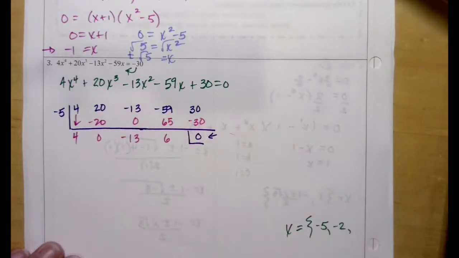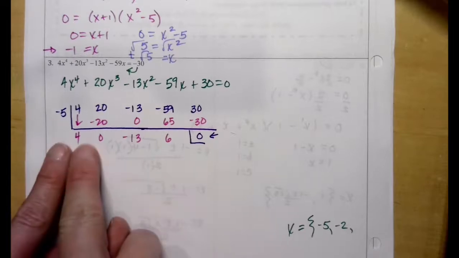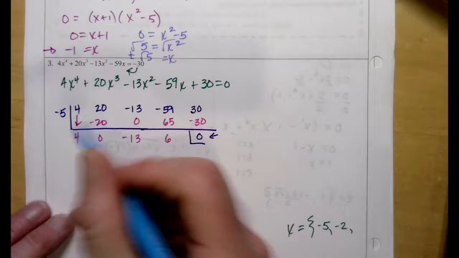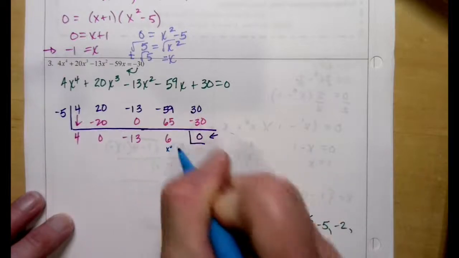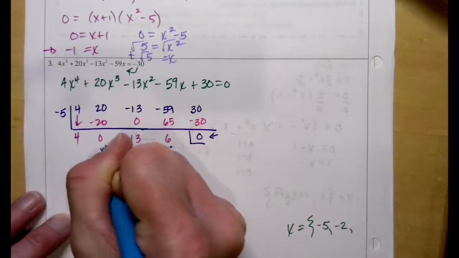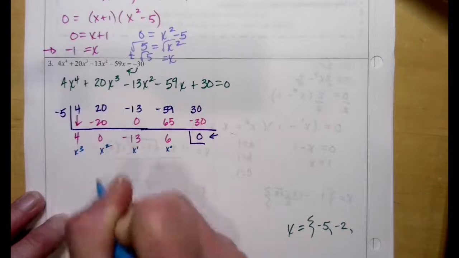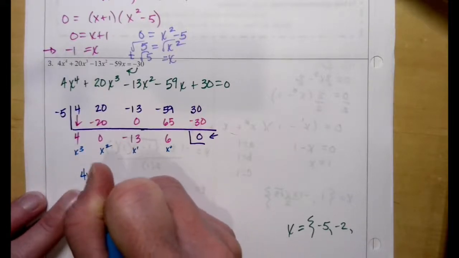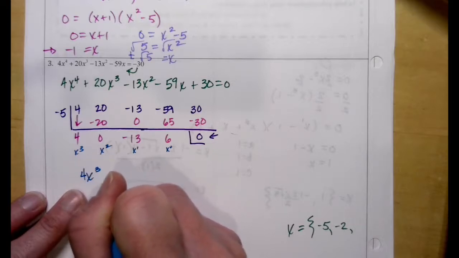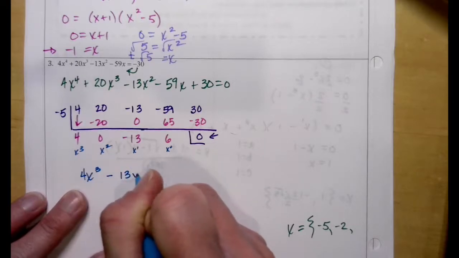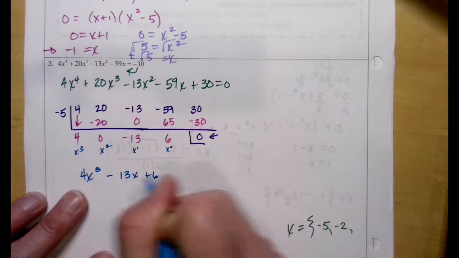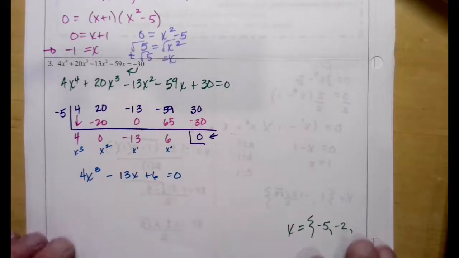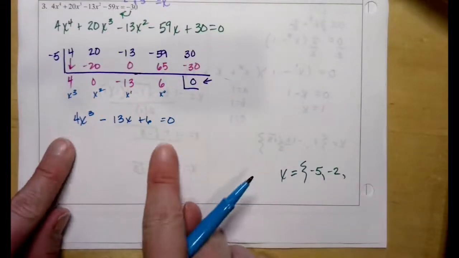So I'm sure you're wondering, why bother? Because these are the coefficients that I need for my next level. This is the same as 0 x's, linear x's, squared x's, cubic x's. So what I have here is 4x cubed, and I can say 0x squareds minus 13x's plus 6. That's all equal to 0. That's my next level of my equation.